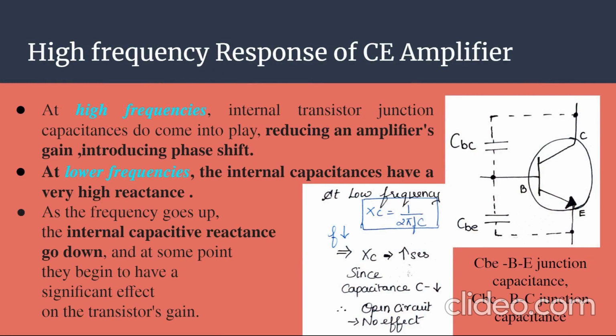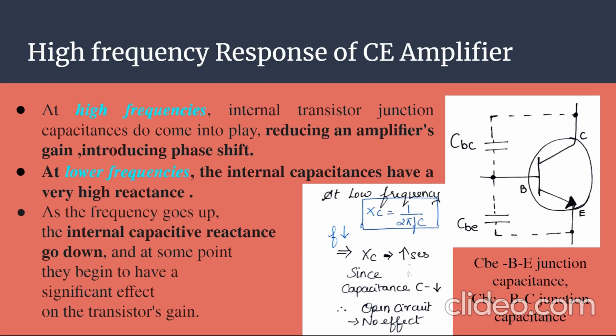Since the internal transistor capacitances created at the junctions come into play at high frequencies, the amplifier's gain is reduced and it also introduces a phase shift. But at low frequencies, if we consider the formula Xc = 1/(2πfC), as the frequency decreases, the reactance of the capacitors increases. Since this capacitance value is also low, the circuit is considered open, so the effect of the internal capacitance will be neglected at low frequencies.